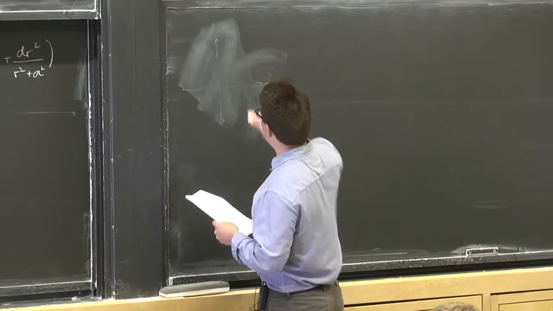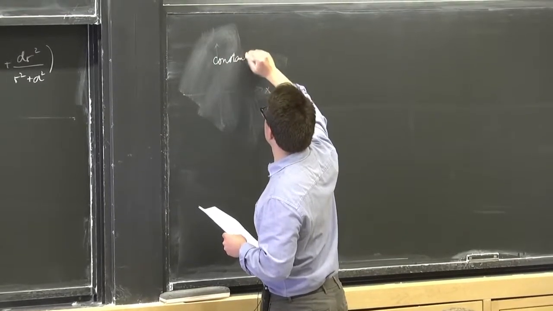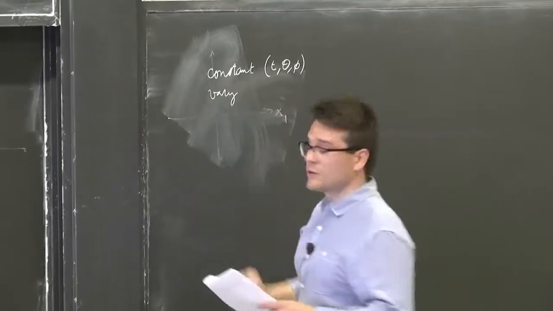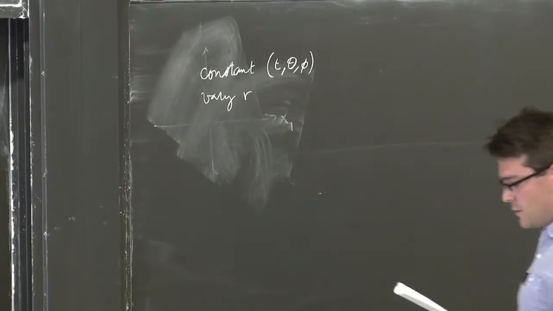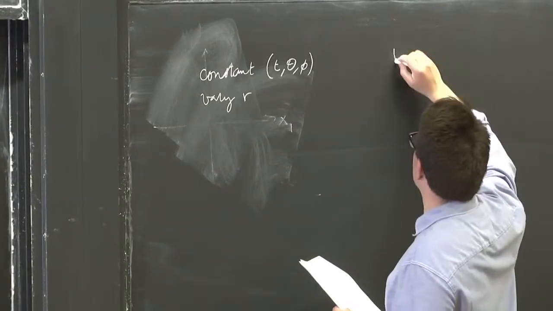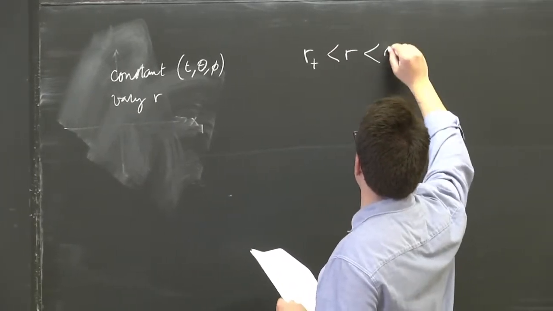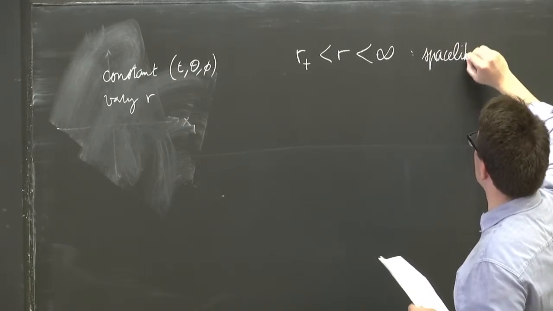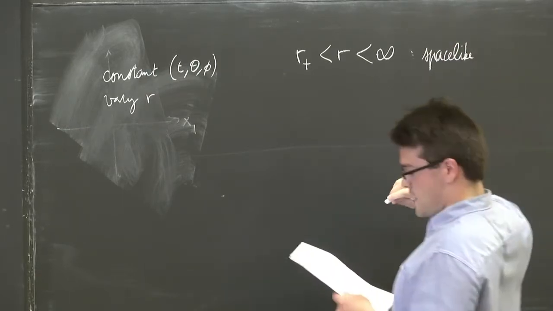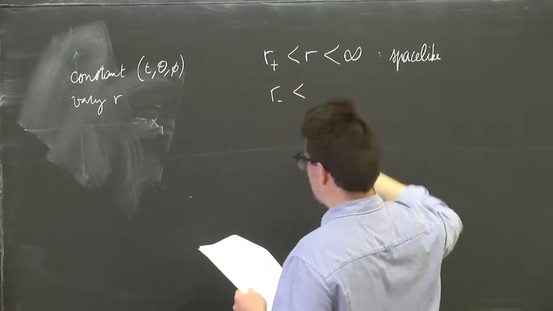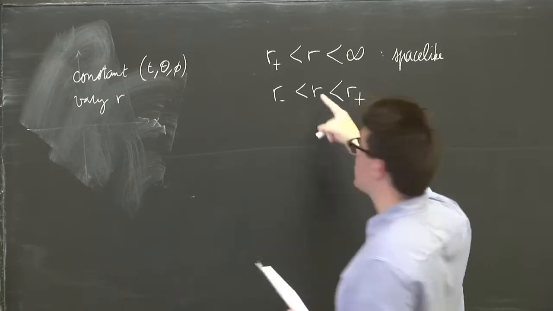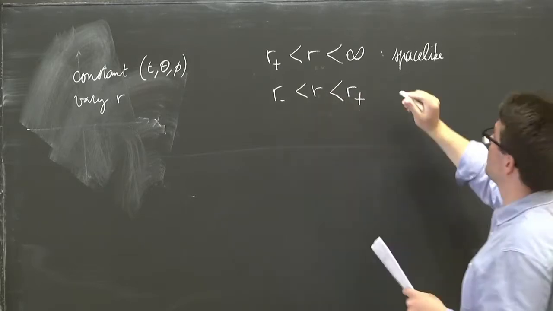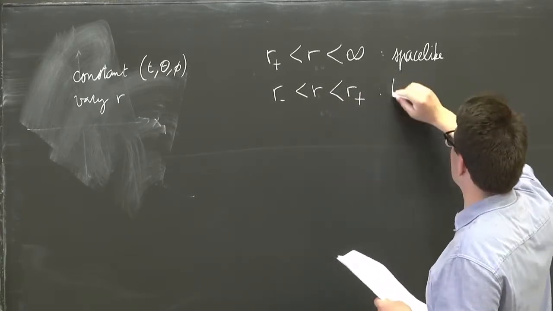Well, we're going to pick constant t, theta, phi surfaces and vary r. And then we're going to see what happens. And we're going to see that when r is between r plus and infinity, we get space-like curves. When r minus is less than r is less than r plus, so when we're between the two horizons, so this is outside the outer event horizon, between the two horizons, we're going to see that these surfaces of fixed r are time-like curves.